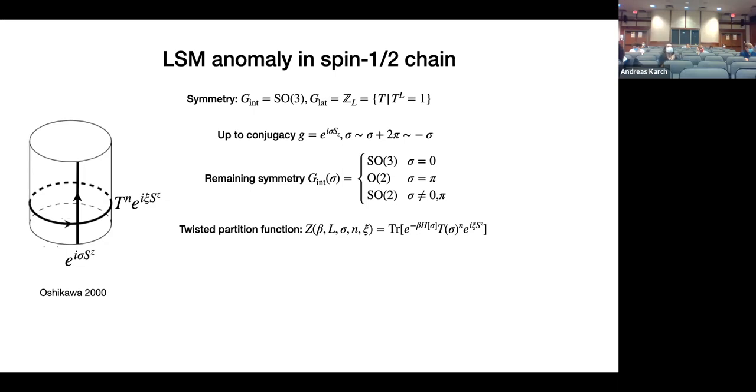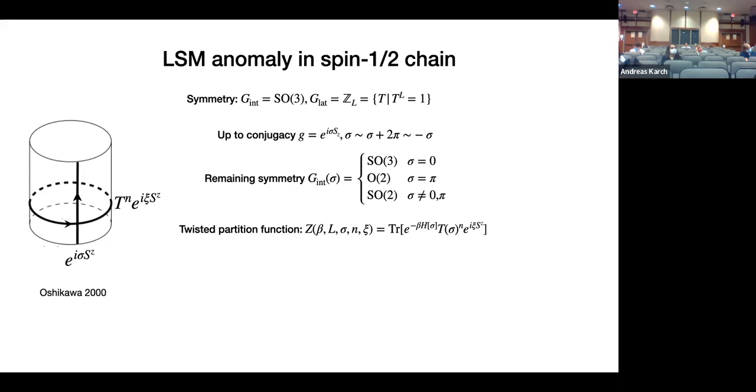Now, in this context, the spin-1/2 Heisenberg chain, for example, the internal symmetry of the lattice model is just SO3. The lattice symmetry will be Z_L. So let's ignore the parity symmetry for now and just consider a translation. The internal symmetry defect you can insert, up to conjugation, is just a rotation around Sz by sigma. And because of the SO3 group, we have the identification: sigma is a 2 pi periodic variable, and it's the same as minus sigma because of the X rotation.